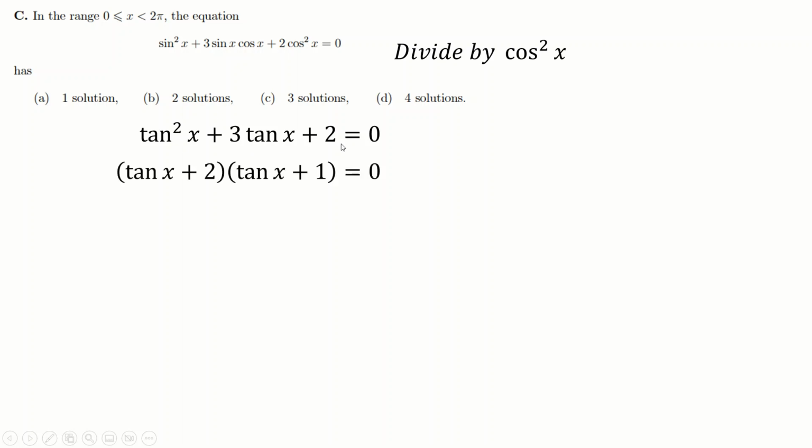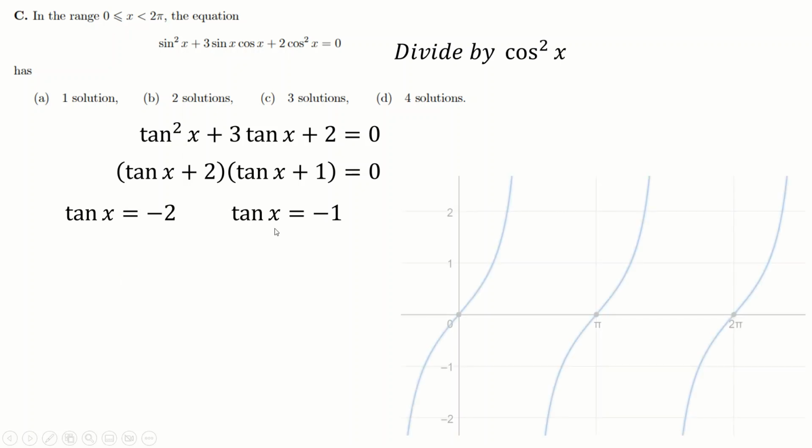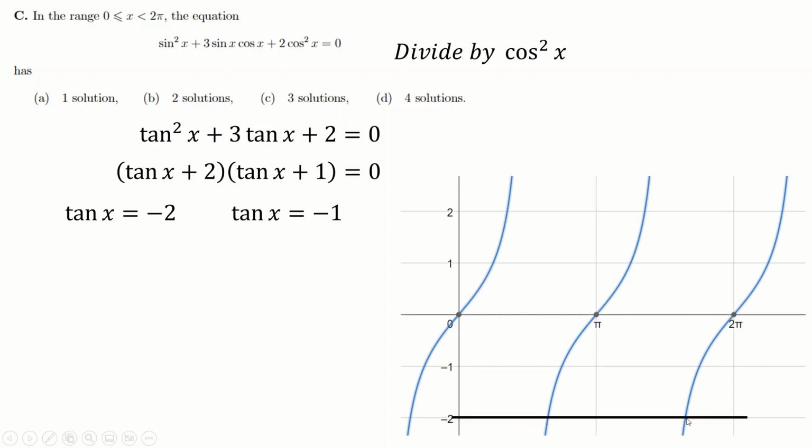This is just a quadratic that I can factorize. You can use a substitution if you want to. And you have solutions at tan x equals minus 2 and tan x equals minus 1. And I'm being asked, how many solutions do these have between 0 and 2 pi? Well, if you draw the tan graph between 0 and 2 pi, how many solutions does it have with minus 2? Well, there are 2 of them. Don't know where they are, but there are 2 of them. And with minus 1, there are also 2 of them.